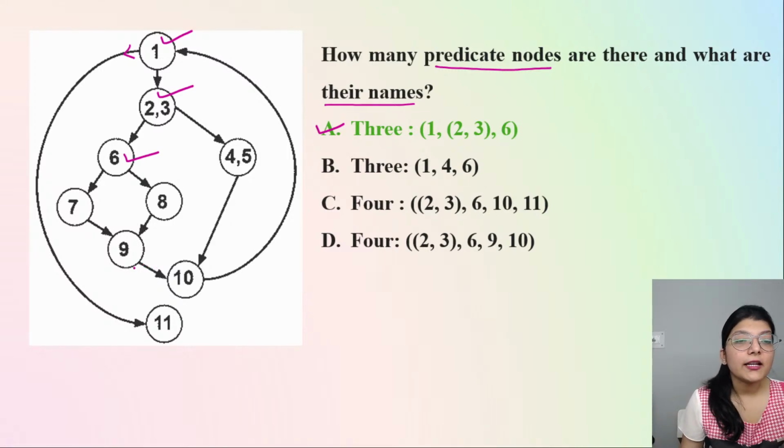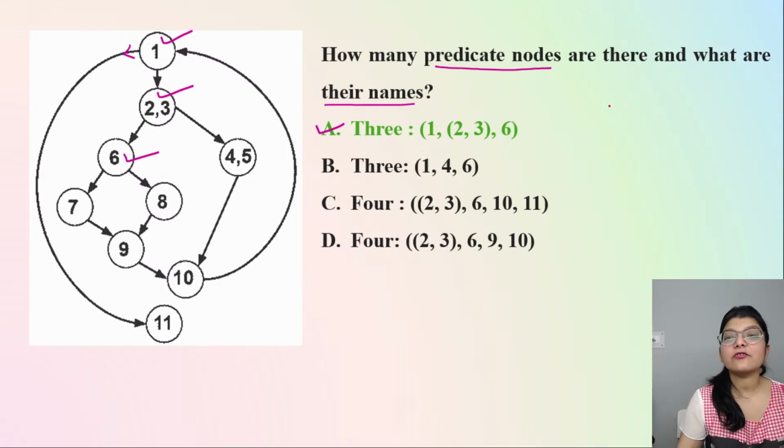You don't have to make a choice from 9. From 9 you have just one option, that you have to go to 10. So that is why only 3 nodes are your predicate nodes, that is 1, 2, 3 and 6. So do not get confused if they change the name of predicate nodes. They can write condition also, and they can write decision also.